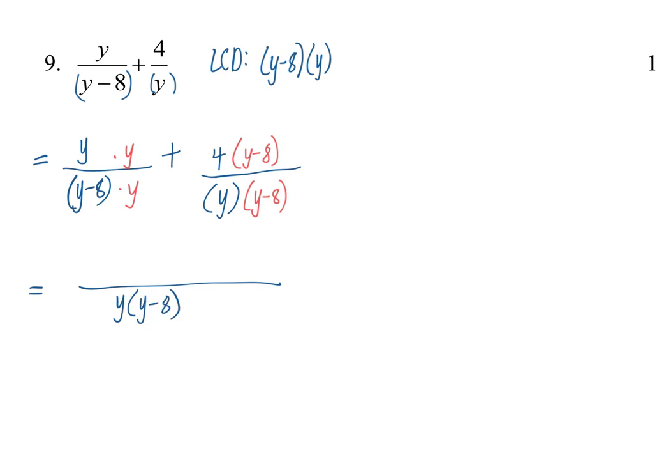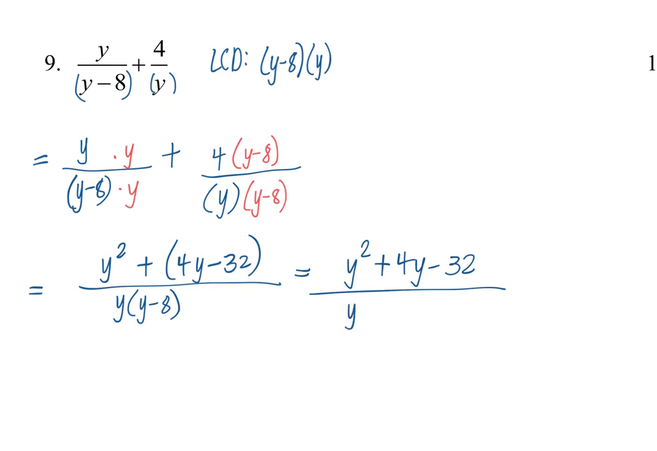I'm going to make this one big fraction. Y times y is y squared plus 4y minus 32. And so now we have y squared plus 4y minus 32 all over y times y minus 8. Now I've performed the addition.